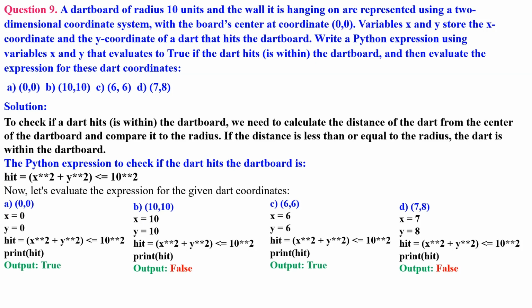The Python expression to check if the dart hits the dartboard is hit = x**2 + y**2 <= 10**2. Now, check the evaluation of the expression for the given dart coordinates. The output will be A. True, B. False, C. True, D. False.